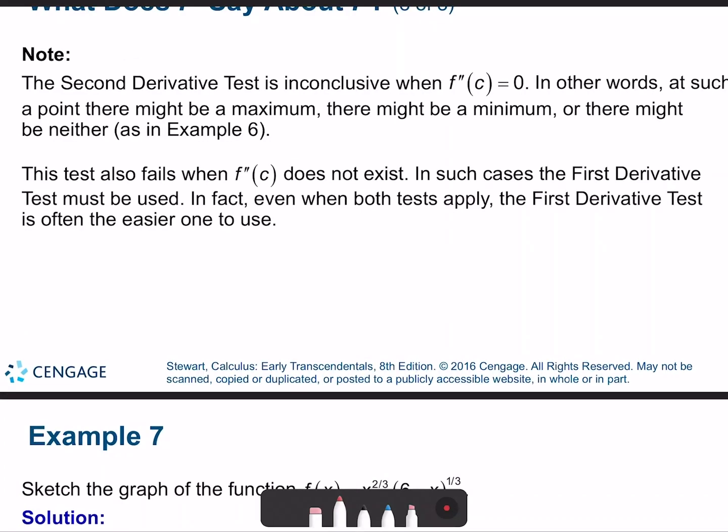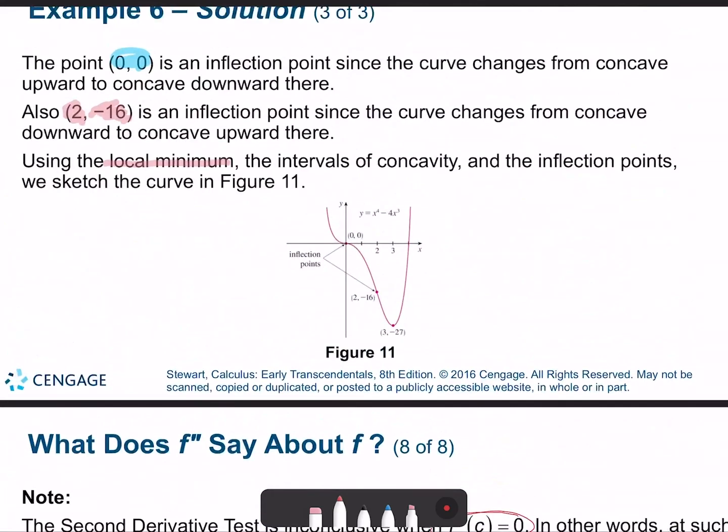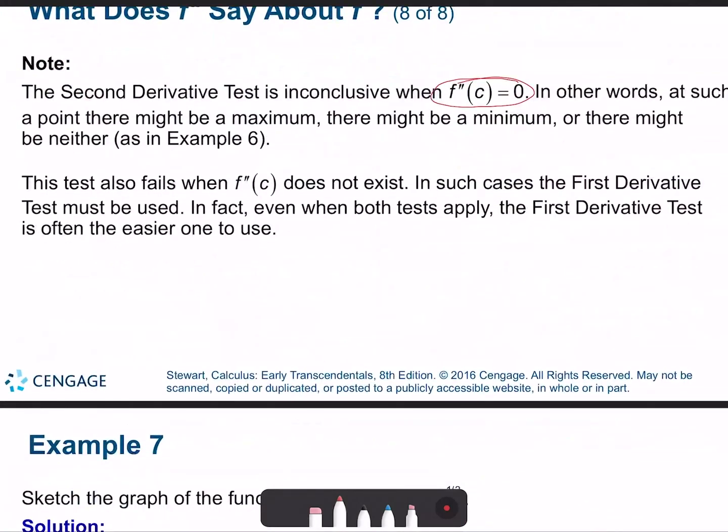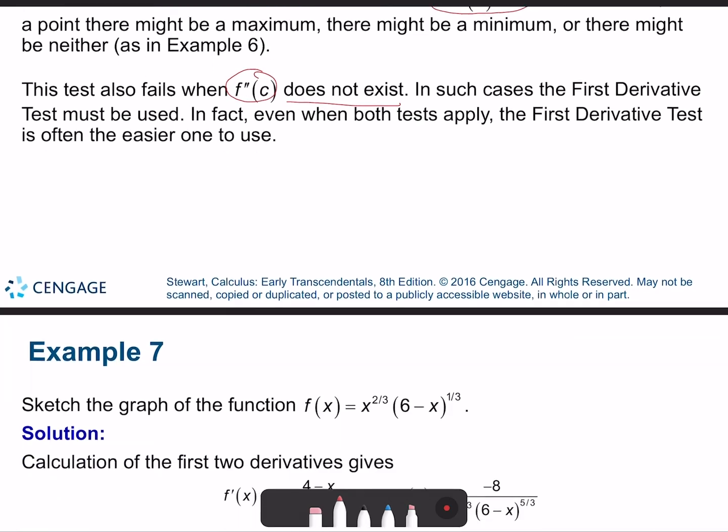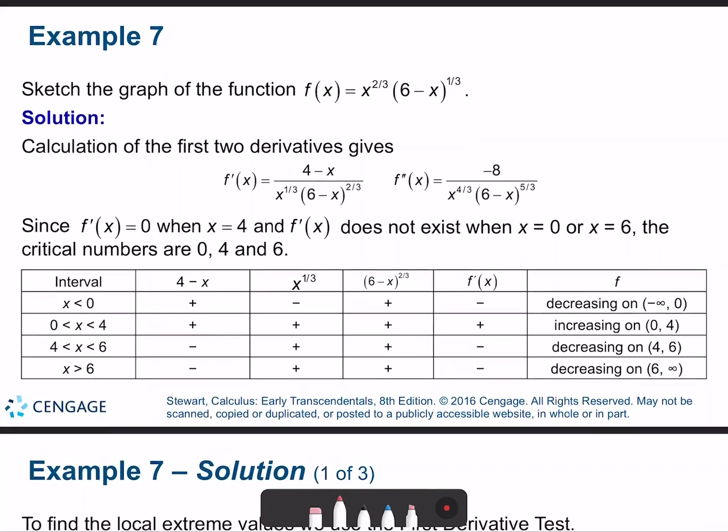This is something that we were just talking about, the fact that the second derivative test is inconclusive when the second derivative is equal to 0. That's what happened here. The second derivative was 0. It might be a maximum, might be a minimum, could be neither. The second derivative test also fails if your second derivative does not exist. So you'd probably have to be working with fractions where your variable is in the denominator, maybe a logarithmic function or something.